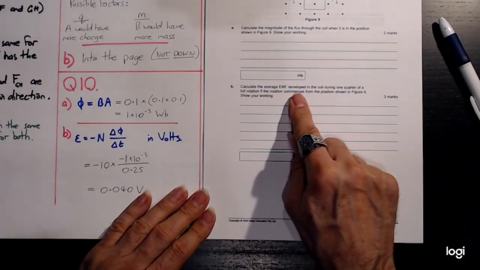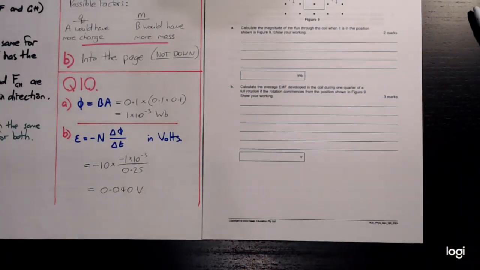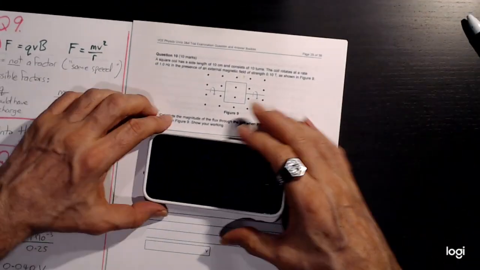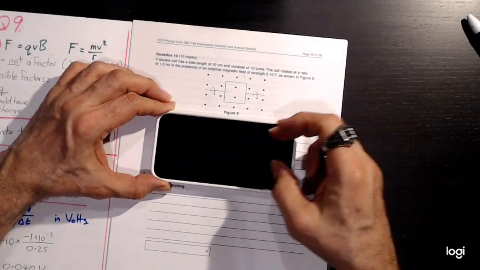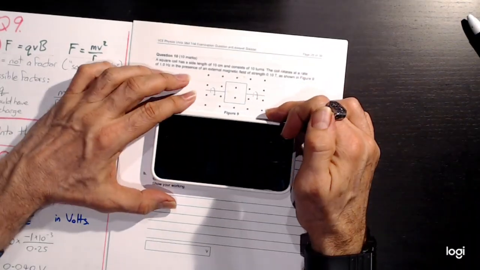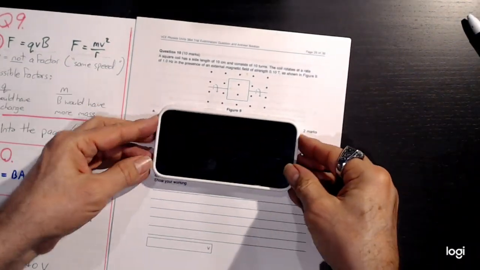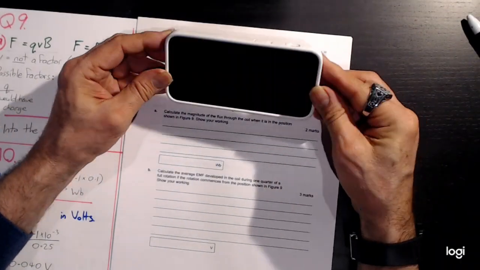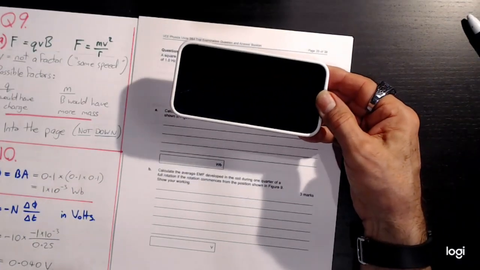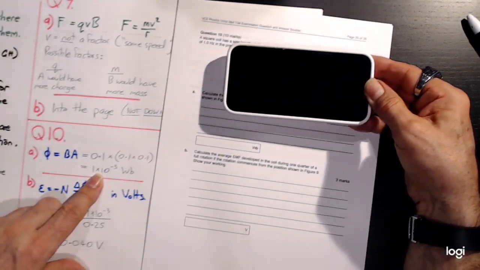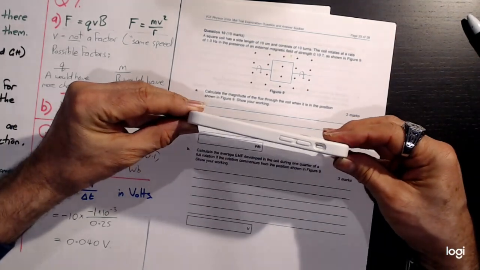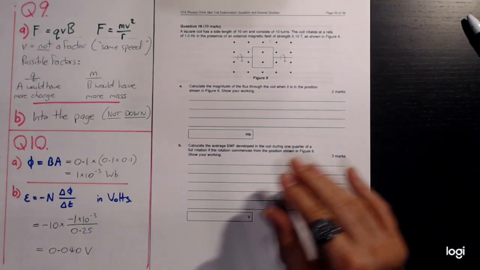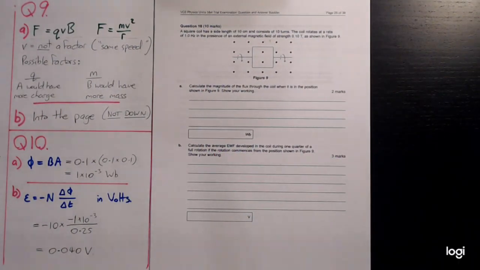B, calculate the average EMF developed in the coil during 1/4 of a full rotation. Now they picked 1/4 of a full rotation because that goes from maximum flux when there are the maximum number of magnetic field lines pointing through to no flux. Okay, so the delta flux is the whole thing, right? We just calculated what the flux was. So it's going to go from 1 by 10 to the minus 3 to nothing, right, in that time. And it's going to take 1/4 of a second because it's 1/4 of a rotation. All right, so let's have a look at this.